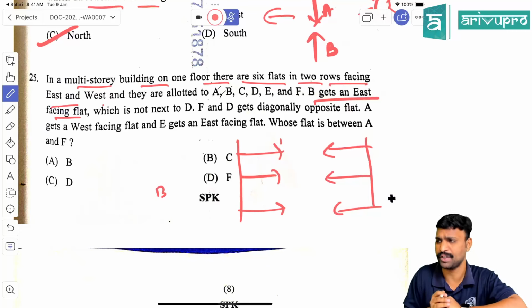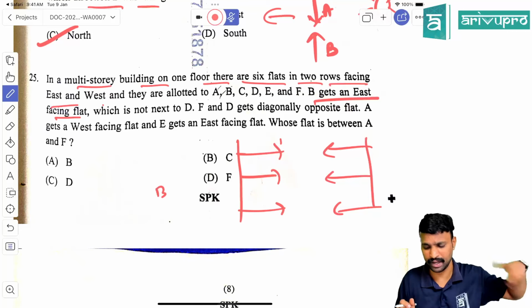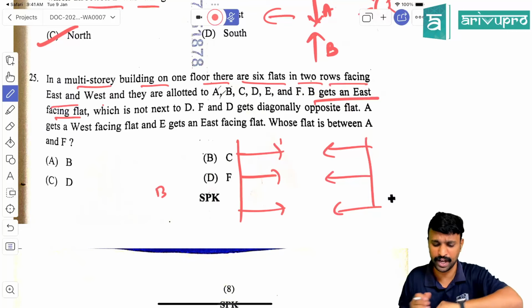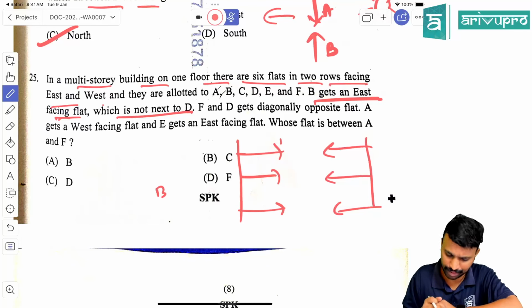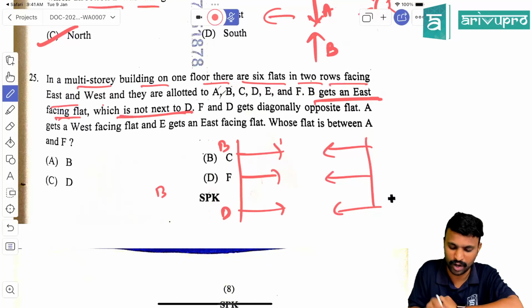I'm going to locate first of all which are the east facing flats and which are the west facing flats. B gets the east facing flat, okay? Then D is not next to B. It could be second next to B. We don't know. Let's say, assuming B is here and D is over here, that satisfies that B is not next to D.